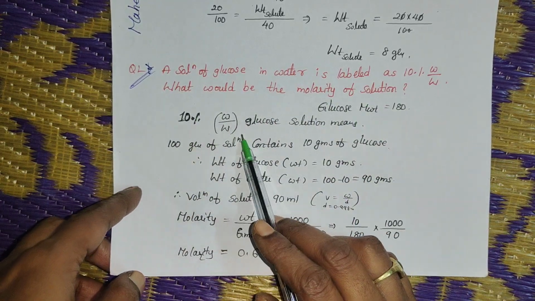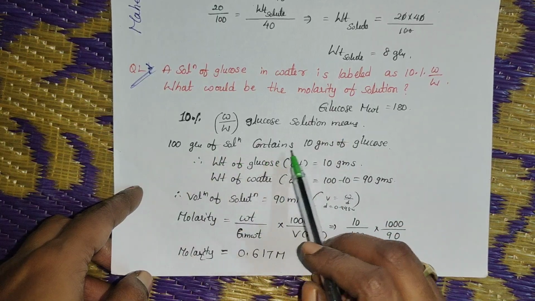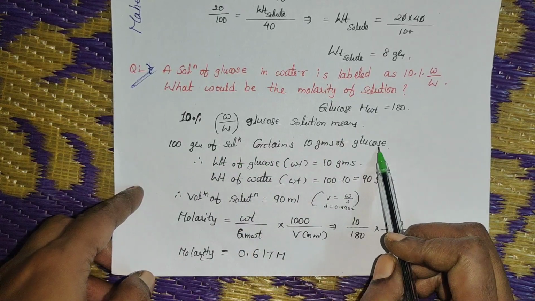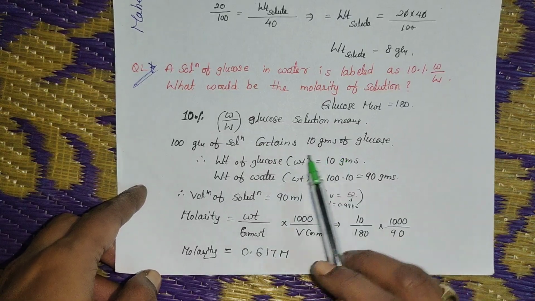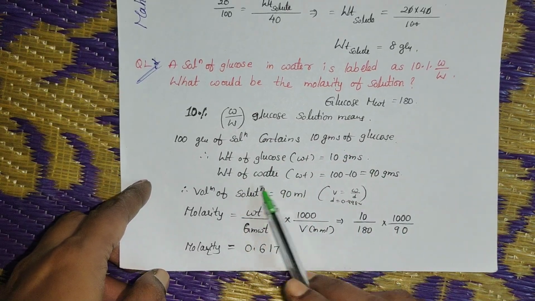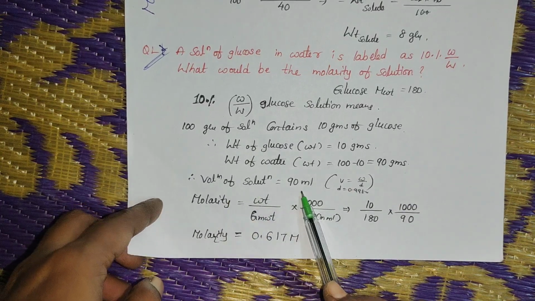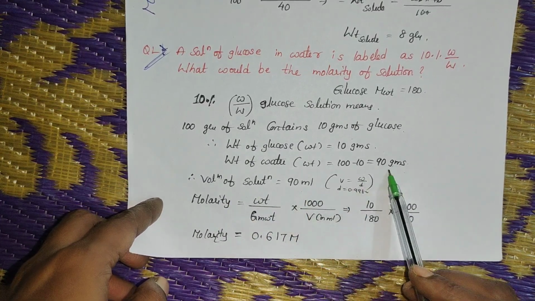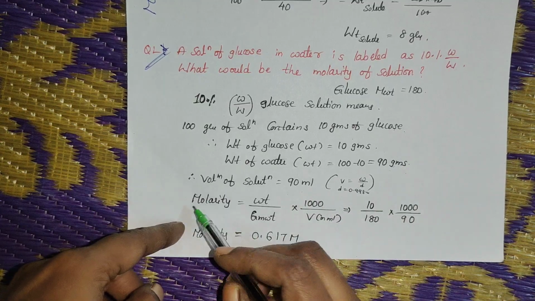10% weight by weight glucose solution means 100 grams of solution contains 10 grams of glucose, which means 90 grams of solvent. Weight of glucose is 10 grams, weight of water is 90 grams. Then the volume of water, how much, beta? 90 grams is nothing but 90 ml of water. Then we have to calculate the molarity.